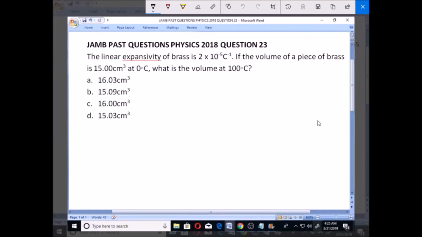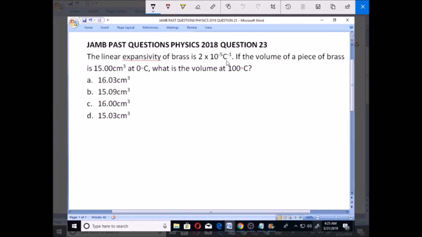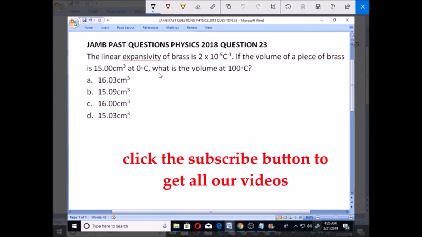Let's look at these JAMB past questions for physics 2018. Question number 23. The linear expansivity of brass is 2 times 10 to the power minus 5 per degree Celsius. If the volume of the piece of brass is 15.00 cm cubed at 0 degrees Celsius, what is the volume at 100 degrees Celsius?